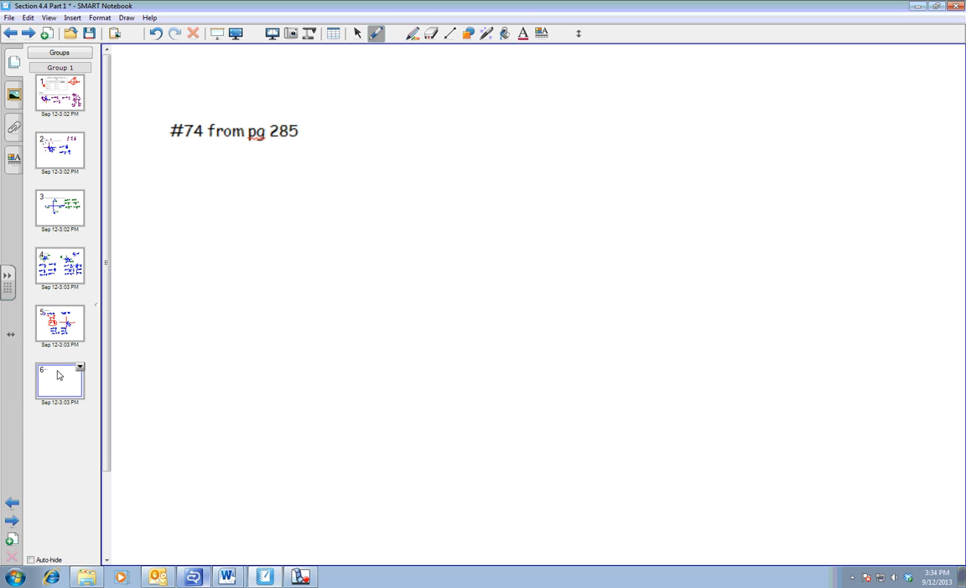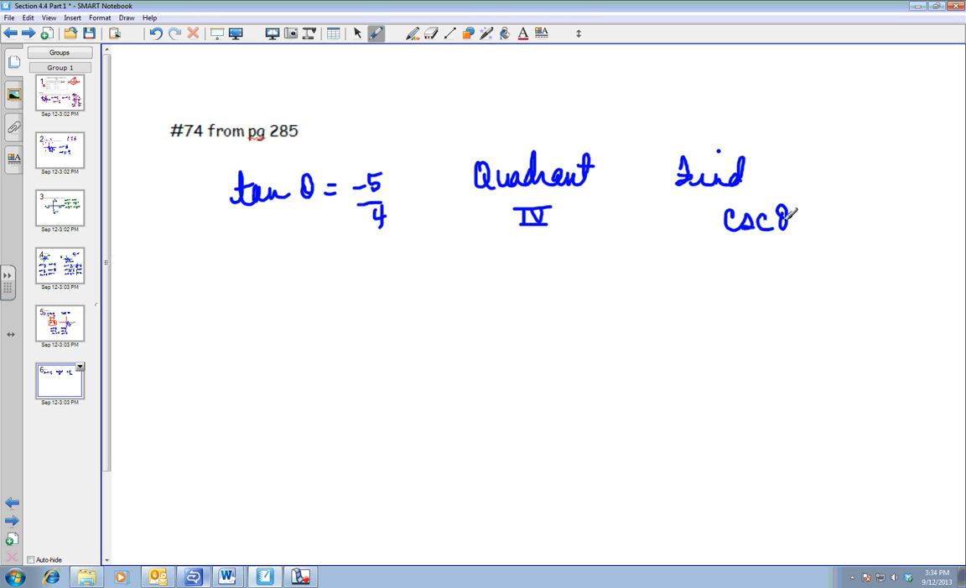Okay, and then last one, number 74 from page 285. It says find the indicated trig value in the specified quadrant. And here's what they gave us. Tangent theta is -5/4. I'm in quadrant 4. And they want me to find cosecant theta. So I already know what quadrant my point's going to lie in.